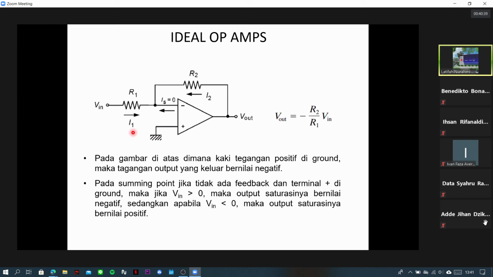So now, if there is a change in the value of the input voltage, if the input voltage is more than 0, the value is positive, our output voltage will definitely be negative, because the positive input here is connected to the ground. And if the input voltage is less than 0, the output voltage coming out will be positive.